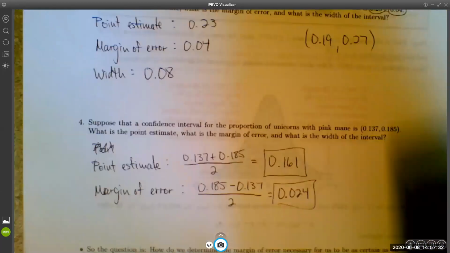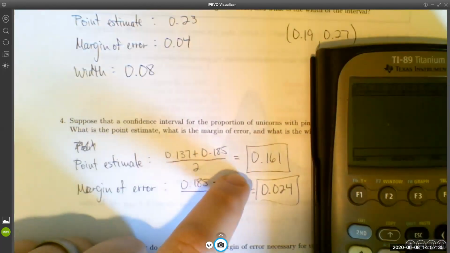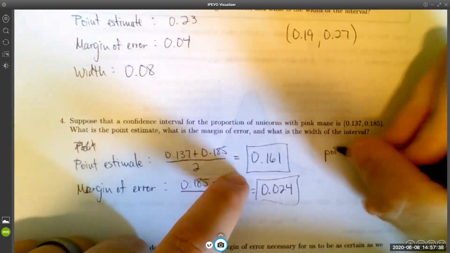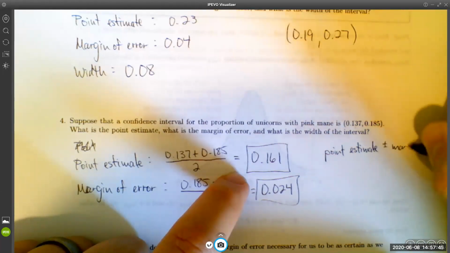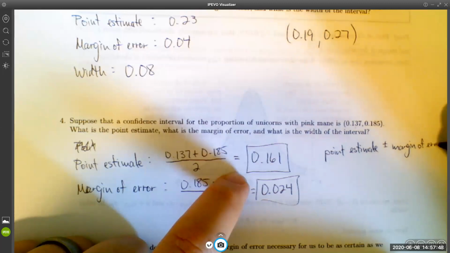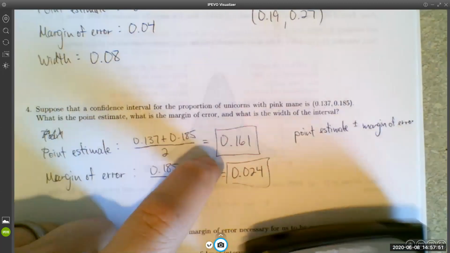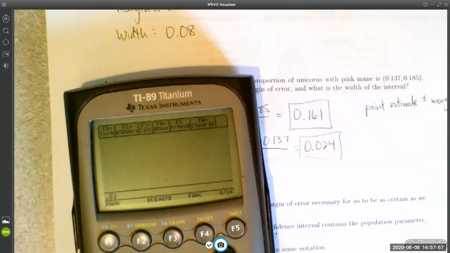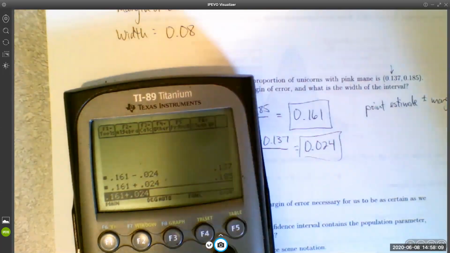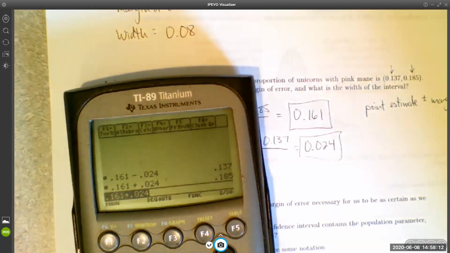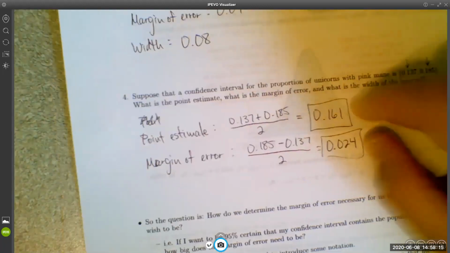Now, we could verify that our work here is correct because remember, our interval should be of the form point estimate plus or minus margin of error. So if the point estimate is 0.161 and the margin of error is 0.024, then the lower bound would be 0.161 minus 0.024, which sure enough is 0.137. And the upper bound should be 0.161 plus 0.024, which is 0.185, sure enough. There's our upper bound. So that makes me feel like we've got the right idea here.